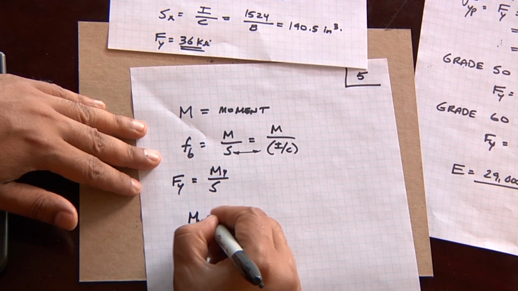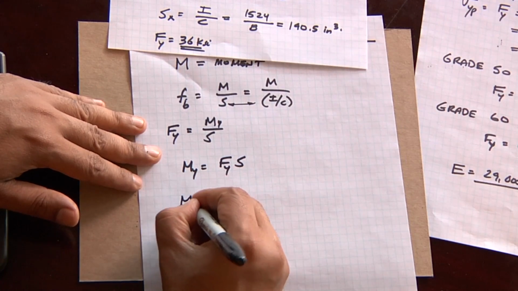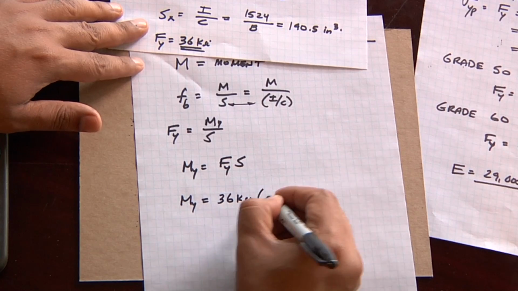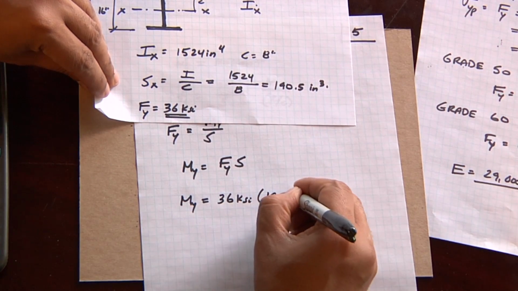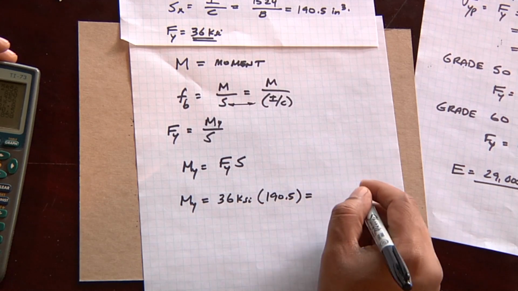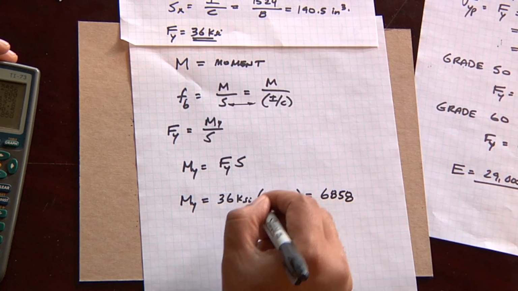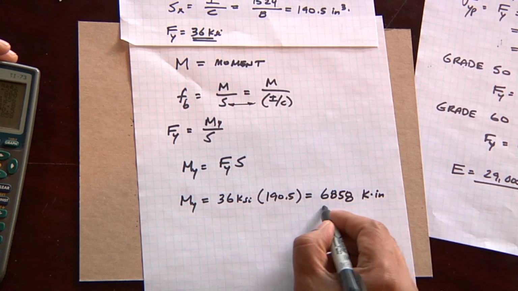So our yield moment equals the yield stress times the section modulus. So our yield moment will equal 36 KSI times the section modulus, which we calculated as 190.5. So 36 times 190.5 is 68.58. And let's make sure we check our units. That would be in inch kips. But that's a yield moment.